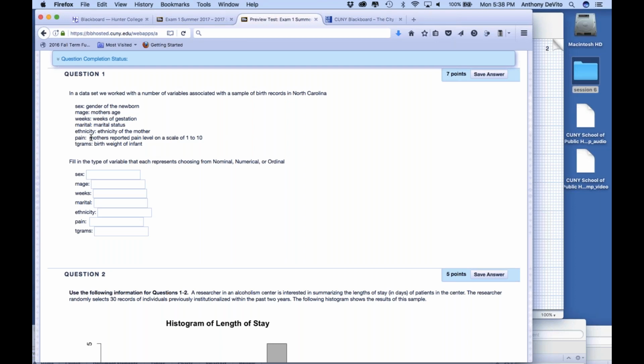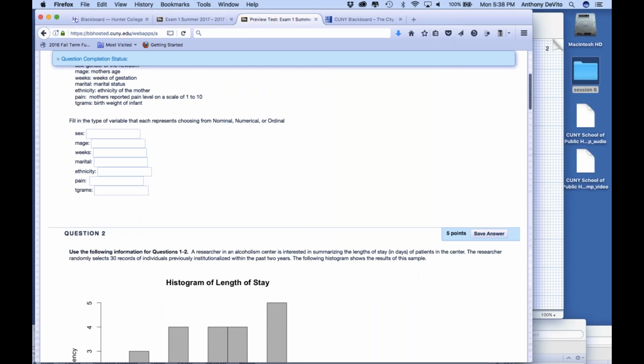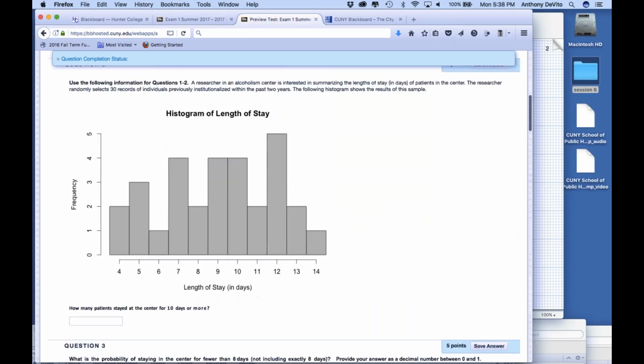The only thing is that there's only one piece of ordinal data in here. That's the pain scale, I believe. Was there anything else that was ordinal? Nope. Right. Everything else was either nominal or numerical. And you would fill in the types there and so on and so forth.